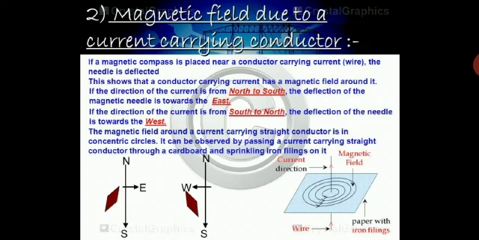On the paper you create a hole, and then you pass a wire and you connect it to where you can supply current. When the current is passed and you do this arrangement, you will see that when you keep some iron filings, they will show some indication of the magnetic field. It will show the attraction because of the magnetic field created. So it can be observed by passing the current carrying straight conductor through a cardboard and sprinkling iron filings on it. So this is how the magnetic field is generated.